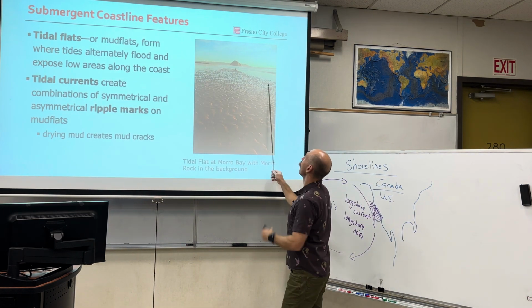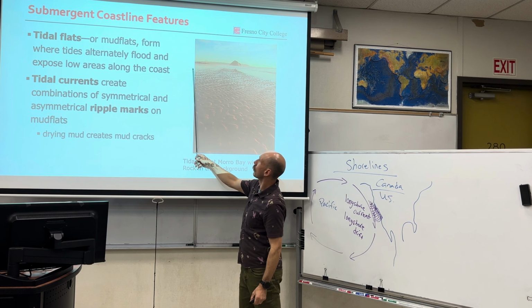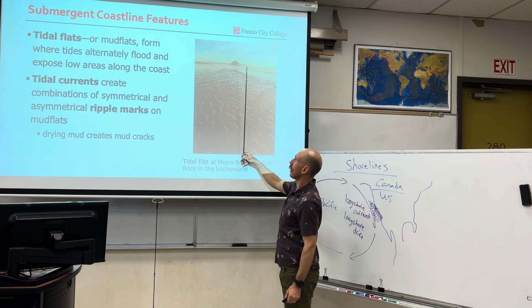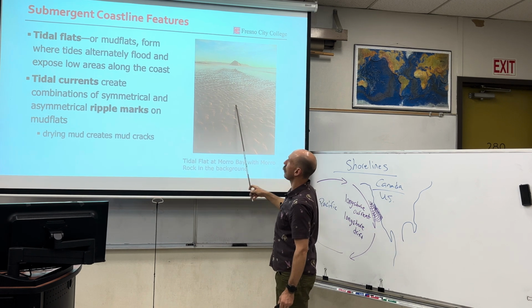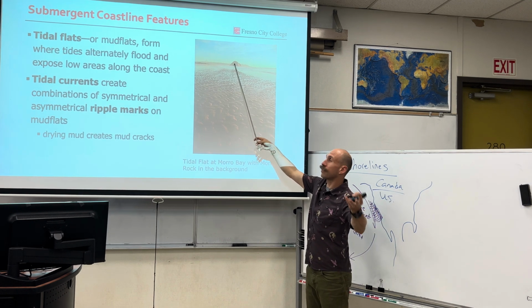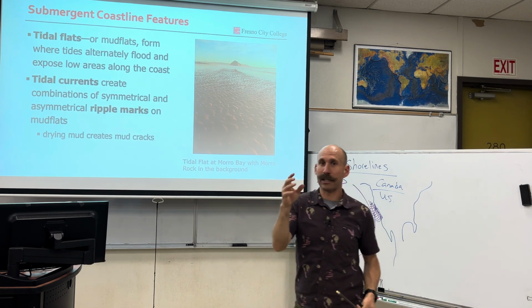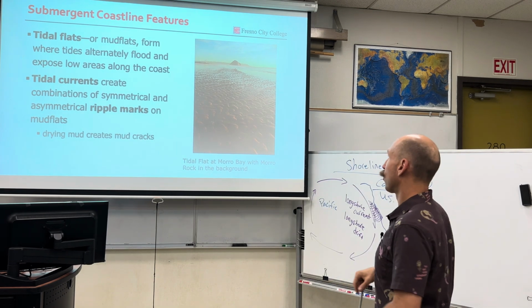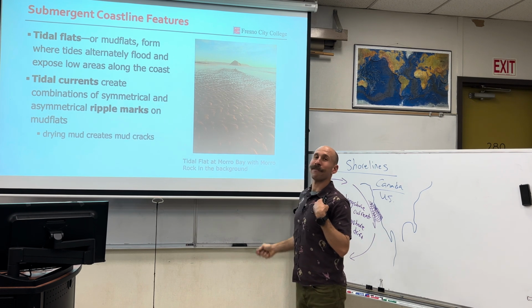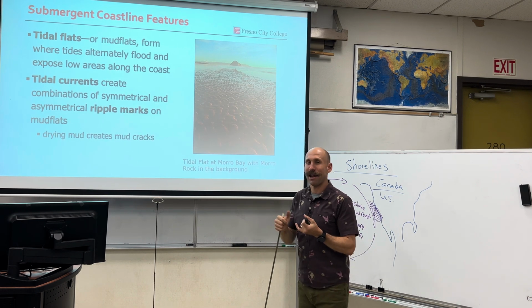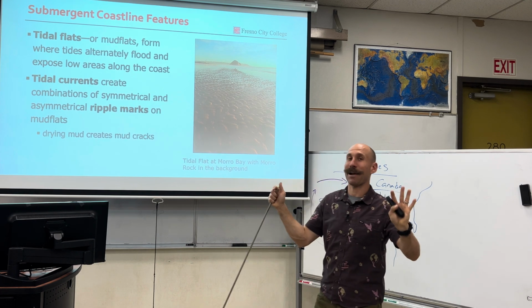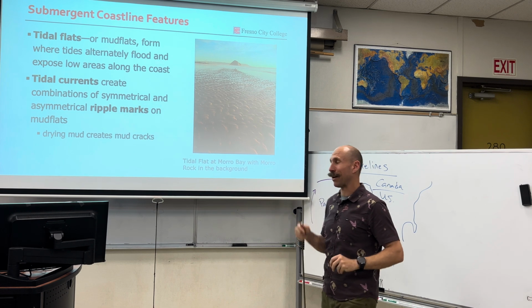Tidal flats, very flat areas where tides alternately flood and expose low, flat lying areas. Tidal currents create these asymmetrical ripple marks. This is Morro Bay. California again, so it's kind of what I was mentioning. California has both submergent and emergent coastlines. Morro Bay is cool. If you've never been, it's one of my favorite places in the world to adventure, to explore, to learn about the local geology. Highly recommend Morro Bay being on your list.